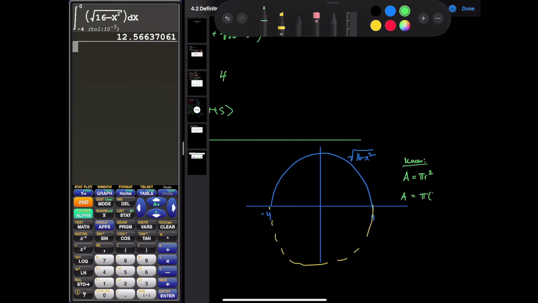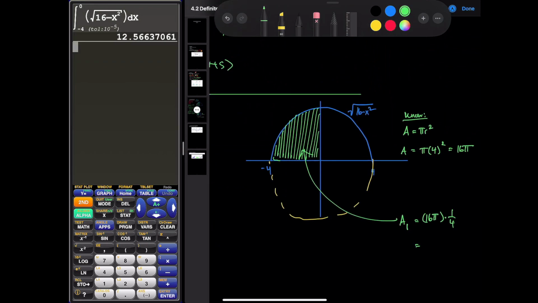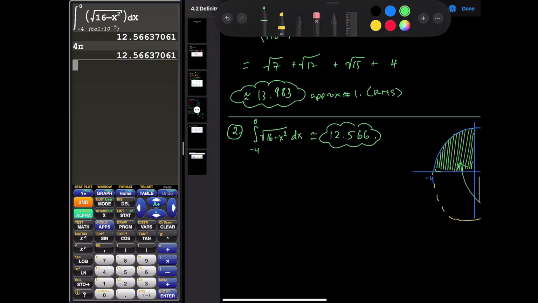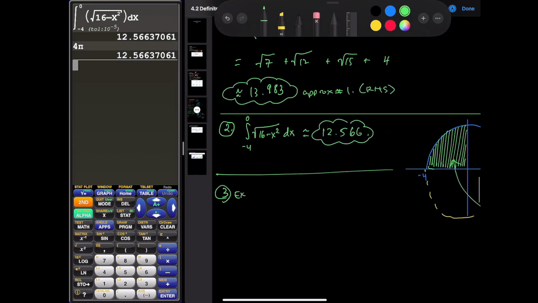So for the full circle, that area would be pi times 4 squared, which is 16 pi. But we also know that we're only taking 1/4 of this for our actual integral, right along here. Let's call this A1. This is 16 pi times 1/4, just by the rules of symmetry. And so this is really 4 pi. And what is 4 pi? Well, 4 pi is 12.5637061. So that's pretty darn good. But here we have it written exactly. We don't need to move to a decimal approximation at all. So we know exactly via geometry.